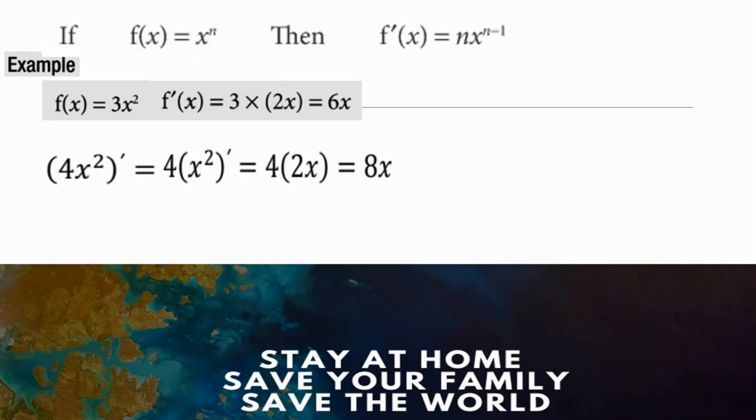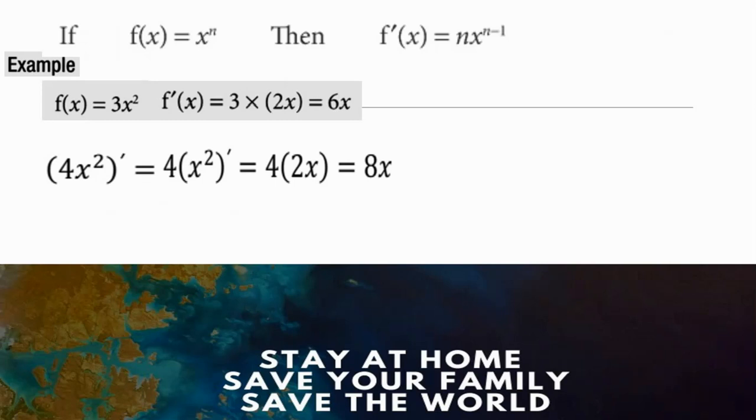As you remember, in a previous lesson we learned the basic rule of derivatives. If f of x is equal to x to the power of n, then f prime of x is equal to n times x to the power of n minus 1. Here is one solved example.